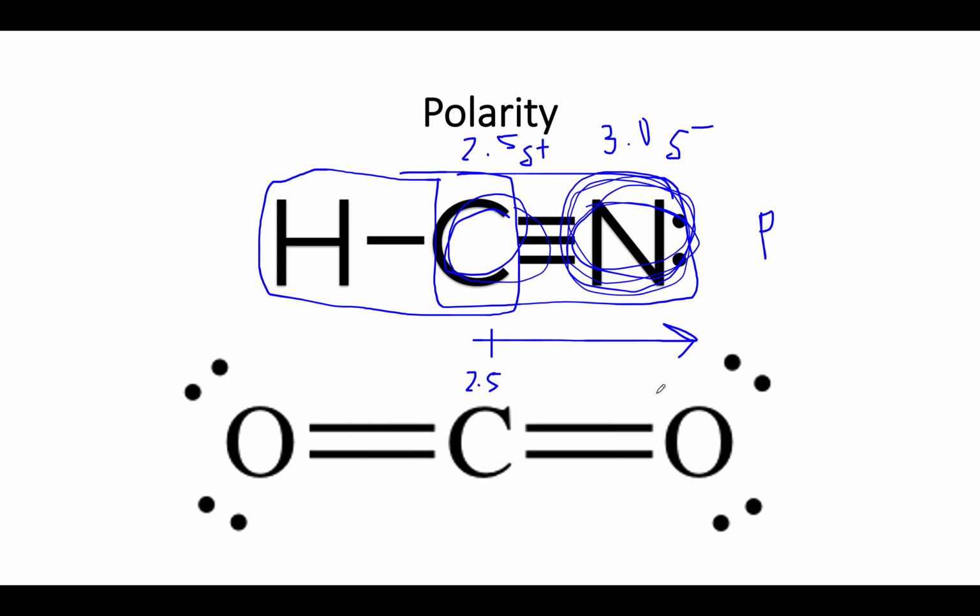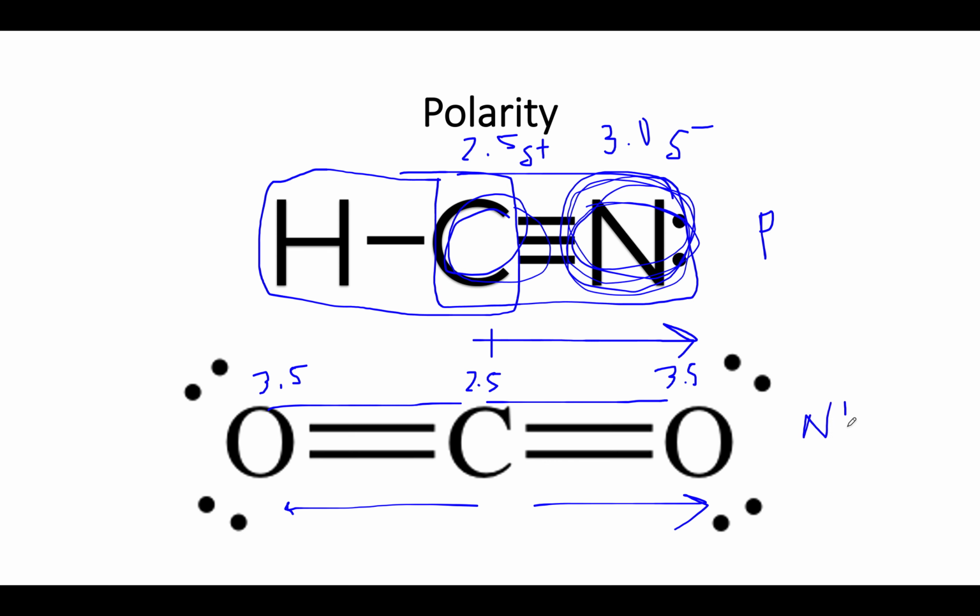So if we go to this next one, carbon dioxide, carbon again is 2.5, and oxygen's 3.5, so it's definitely pulling. And take a look though, we have an oxygen on this side. So it's pulling this direction, and it's pulling this direction. And guess what? It's pulling the same, 1.0, 1.0. So overall, this is a nonpolar molecule.